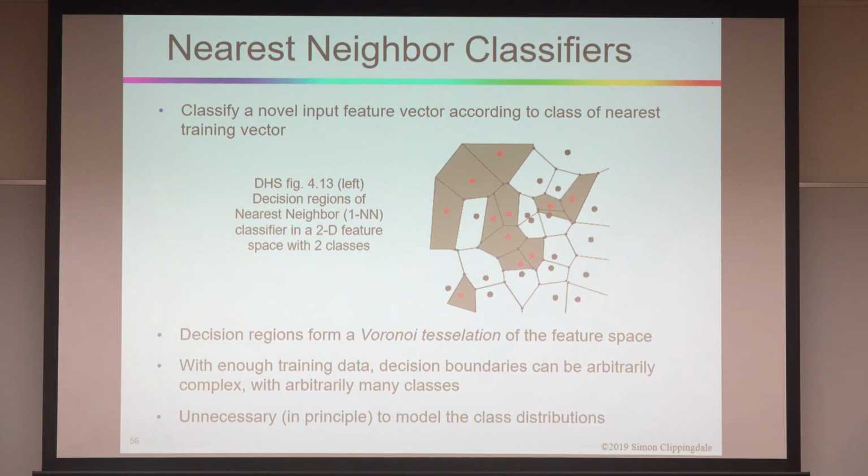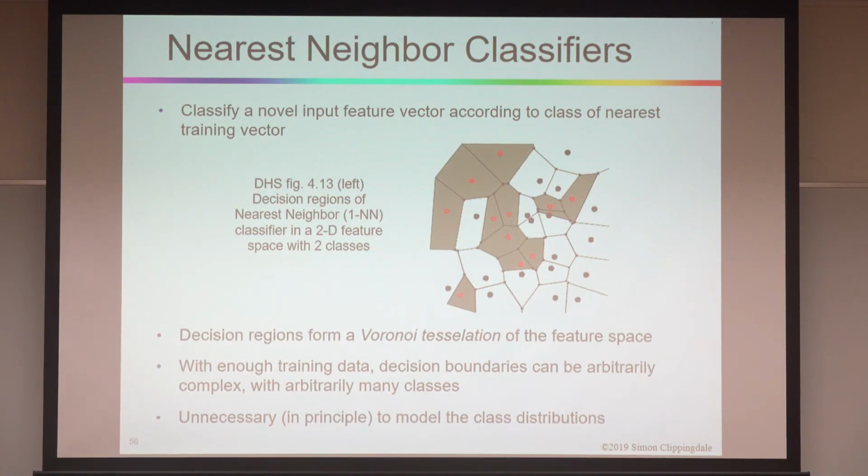A very commonly used and probably the simplest classifier is the nearest neighbor classifier, which is what it says. You classify a novel input feature vector according to what class your nearest training vector is. So you start off with a bunch of training data. Here's your training data, blue blobs and red blobs in this case. And you simply assign a new input vector to whichever is closest. So if your new input vector lands here, you're going to classify it as black. If it lands here, you'll say it's in the red class.